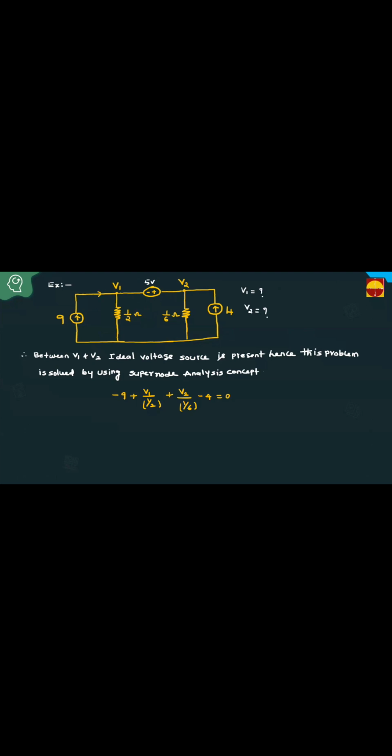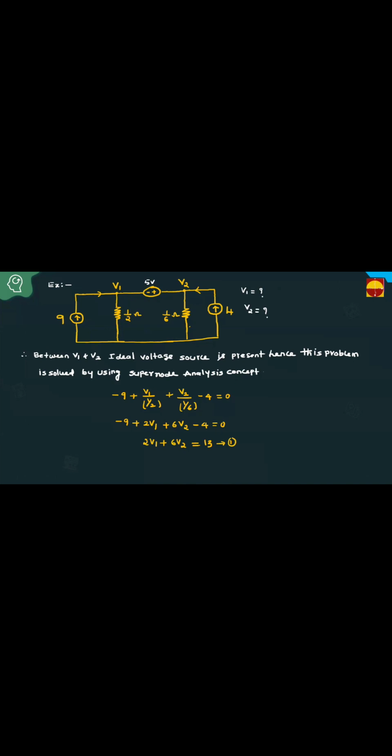The current is entering now. It's -9. V1 by 1 by 2. V2 by 1 by 6. This current is entering now. This is -4. Then you have to simplify this. This is -9 plus 2V1 plus 6V2 -4 equal to 0. That is, 2V1 plus 6V2 is equal to 30. This is the equation.